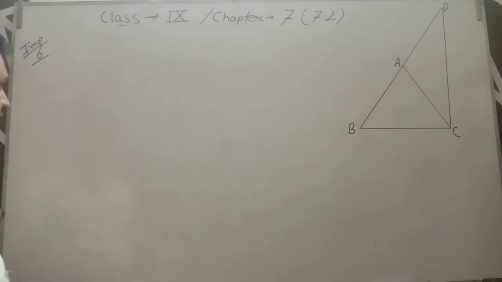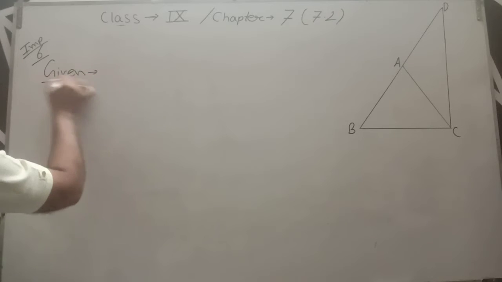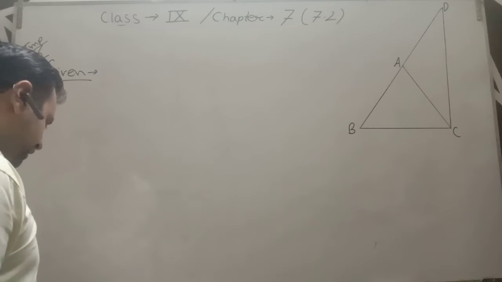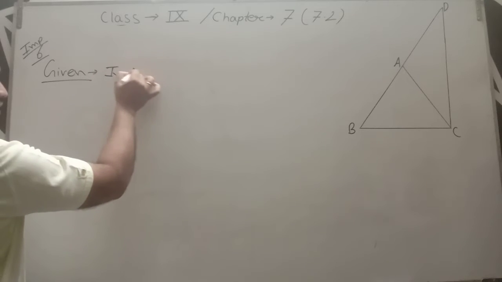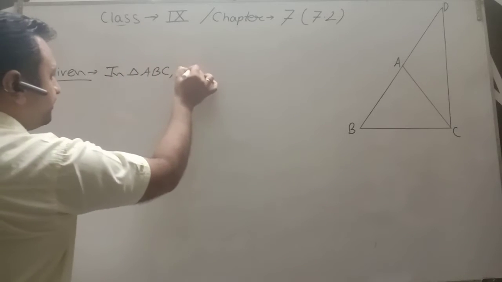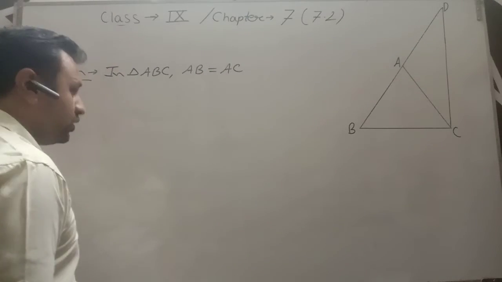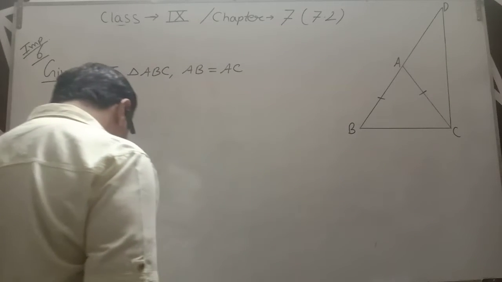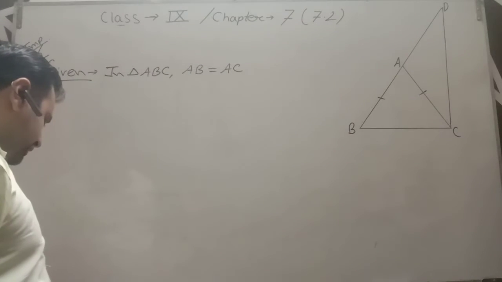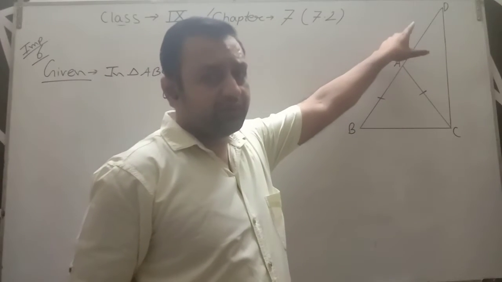In question number 6, it is an important question. What is given? Firstly, we note down: given triangle ABC in which AB equals AC. So in triangle ABC, AB and AC both are equal. Mention in the figure that both sides are equal. And after this, side BA is produced to D.